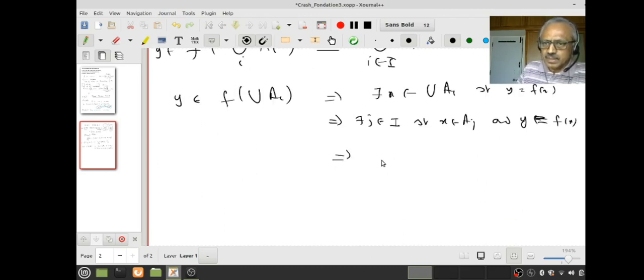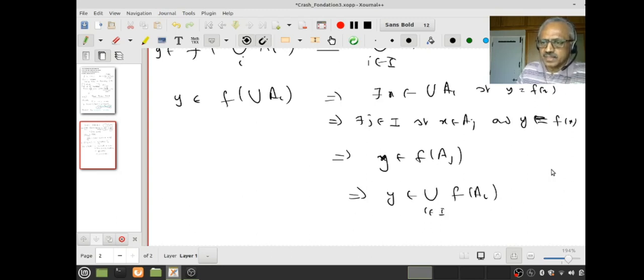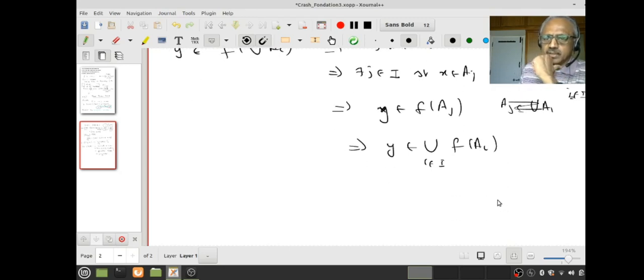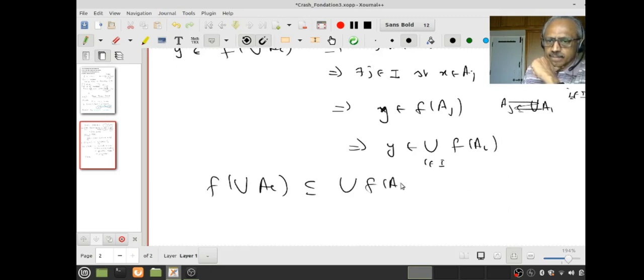But what does this mean? This means y belongs to f of A_j, because y equals f of x, where x is in A_j. Therefore, y belongs to the union of f of A_i, i in I. Because you had already seen, recall, if I take union A_i and j is an element of I, then A_j is contained in this. Here it's not A_i, it's f of A_i. So what have I shown? I have shown that f of union A_i is a subset of union f of A_i.